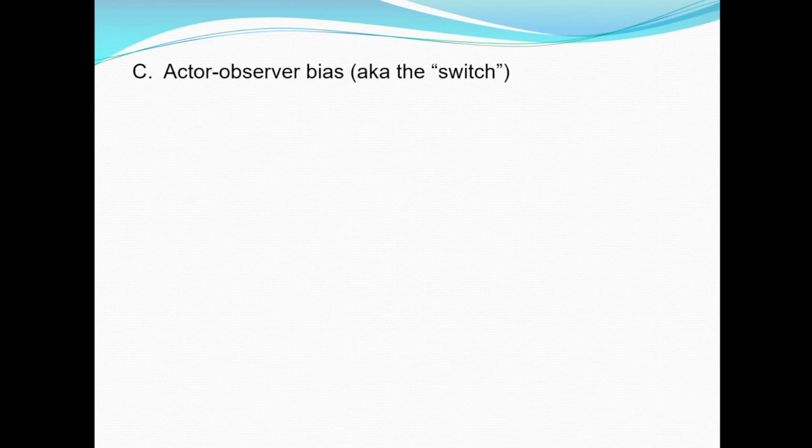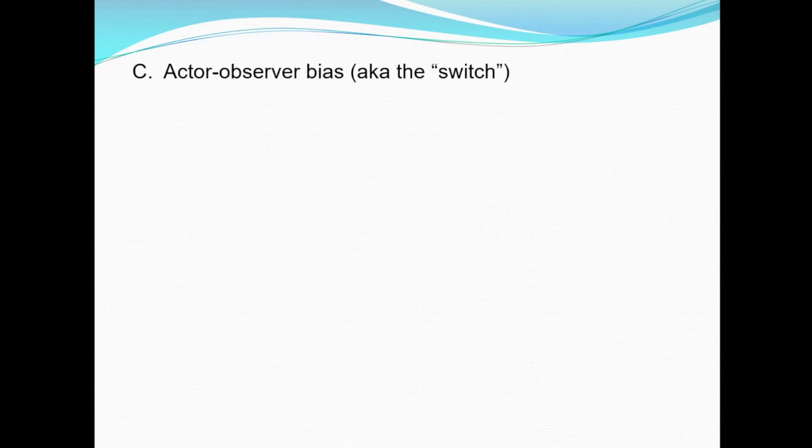So I think you get the idea. That concludes my formal section on the fundamental attribution error. And now we're going to switch to another type of bias called the actor-observer bias, aka the switch. I hope you remember from the beginning of the semester I defined the FAE and the actor-observer bias earlier, but here in Chapter 3 is when I want to formally discuss the actor-observer bias.